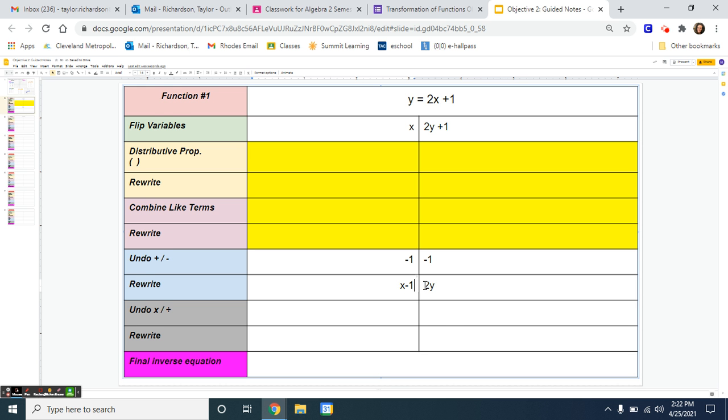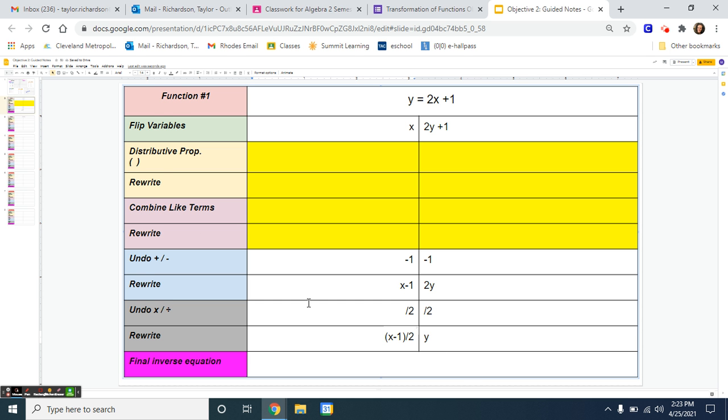Last, I have to get rid of this 2. And it doesn't look like it explicitly, but this is saying 2 times y. So I want to undo that multiplication. And how I undo multiplication is by division. So I'm going to divide by 2 to get rid of that 2. But again, I have to do it on both sides. So 2y divided by 2 is going to be y. And then watch how I write this next step. I have x minus 1 divided by 2. I'm going to want to keep that x minus 1 together, but then I'm dividing it by 2.